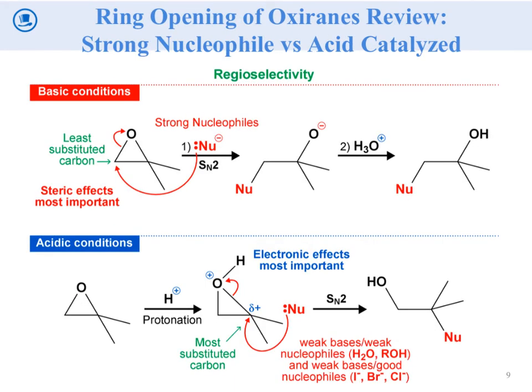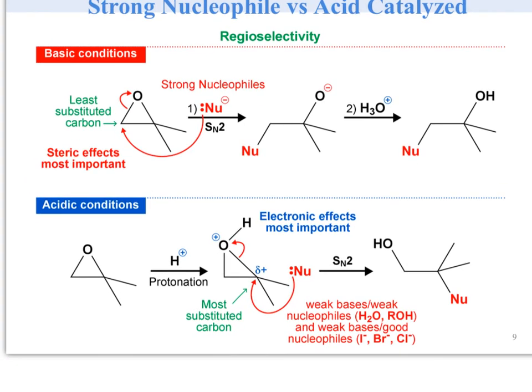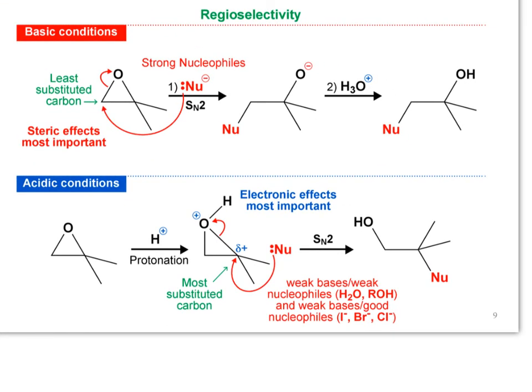Here it is. Again, here's the slide that tells it all. Basic conditions, less substituted carbon. It's all about sterics. SN2, trans, protonation. Acidic conditions. Protonation, react with the more substituted carbon, give the trans following the SN2 as well. Different regioselectivity for this.